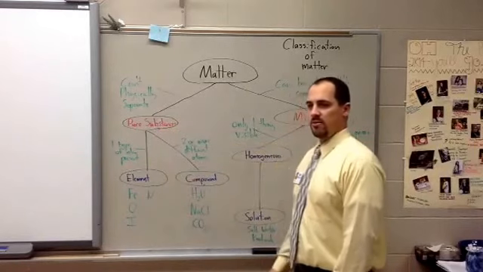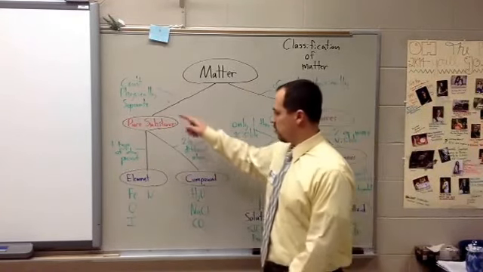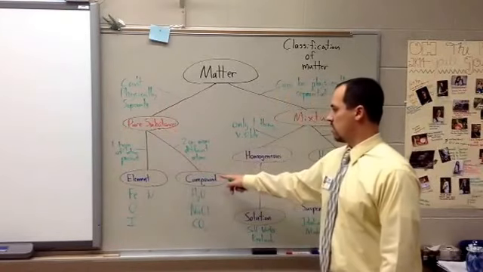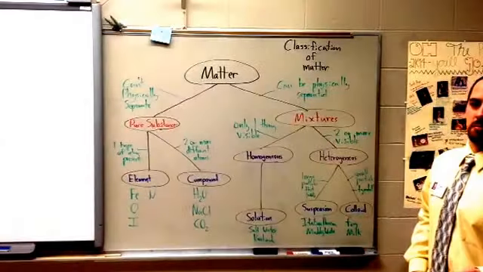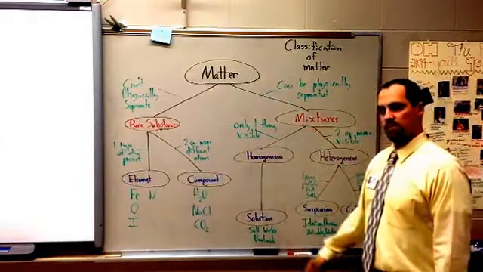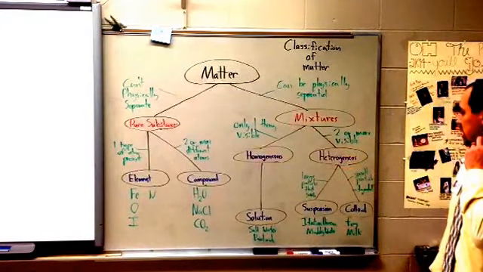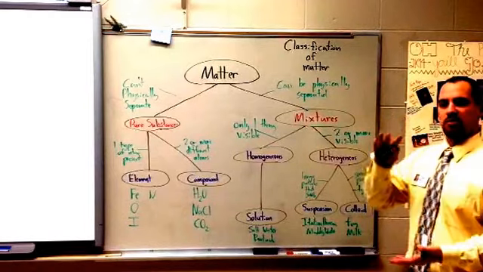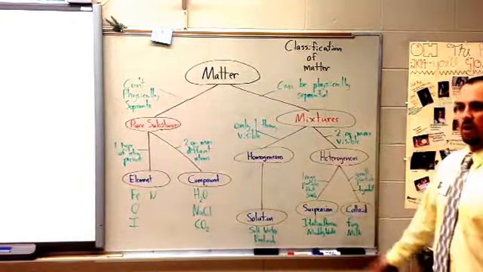If it's a pure substance, is there one type of atom present, or is there more than one type? If there's one type, element. If there's two or more, compound. Mixtures. Can I see two or more things present? Yes, heterogeneous. No, homogeneous. If it's a homogeneous mixture, it's a solution. With heterogeneous mixtures, do the particles settle out? If yes, it's a suspension. If no, it's a colloid.